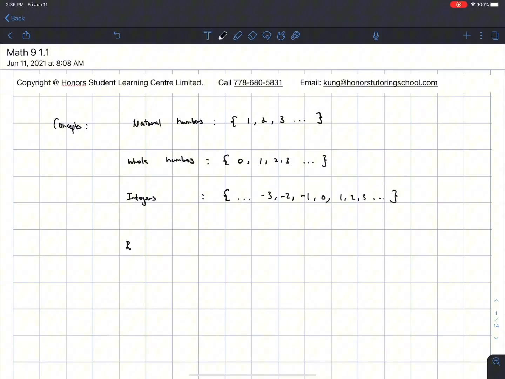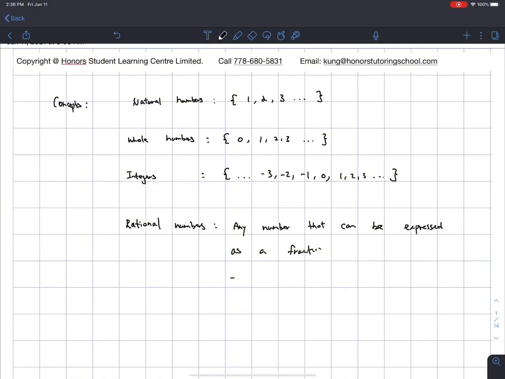And then we have rational numbers. Rational numbers are any number that can be expressed as a fraction. So all the integers will be rational numbers because, for example, -4, we can always just put it over 1 to turn it into a fraction. Any fraction is already expressed as a fraction.